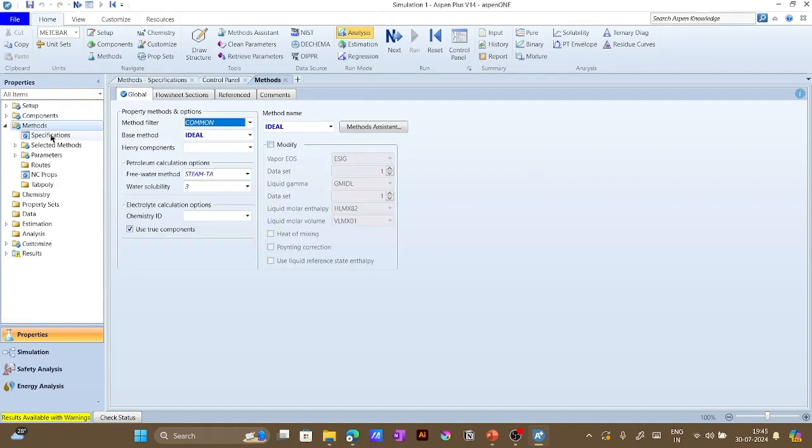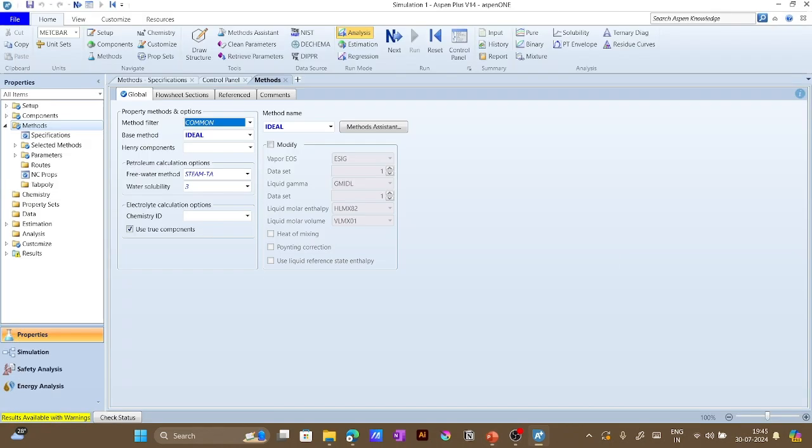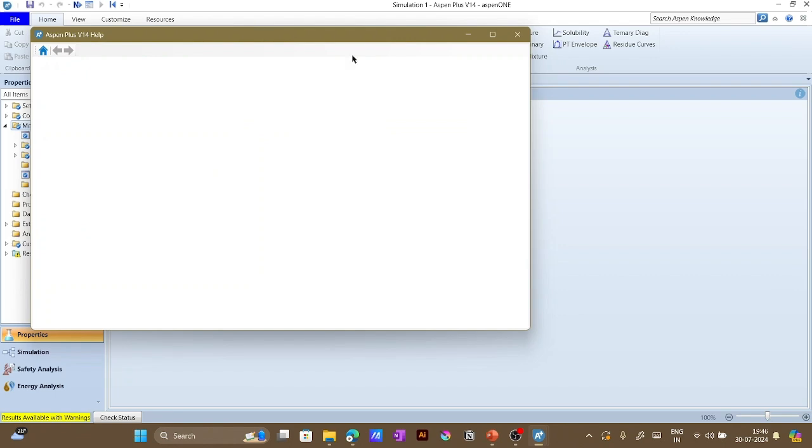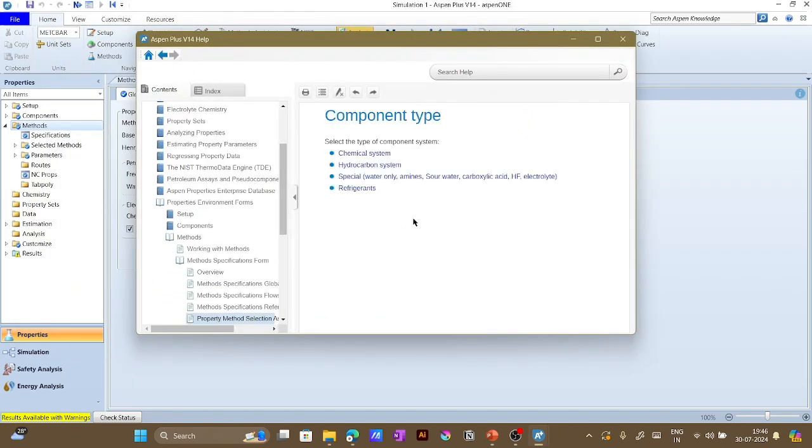Okay. So the question says, which method is used to determine the electrolyte properties. Obviously you have the answer here, but as I was saying, we have this method assistant. You can use it to specify component type. We want to see an electrolyte, right? So here you can see the electrolytes under special compound, it's present.